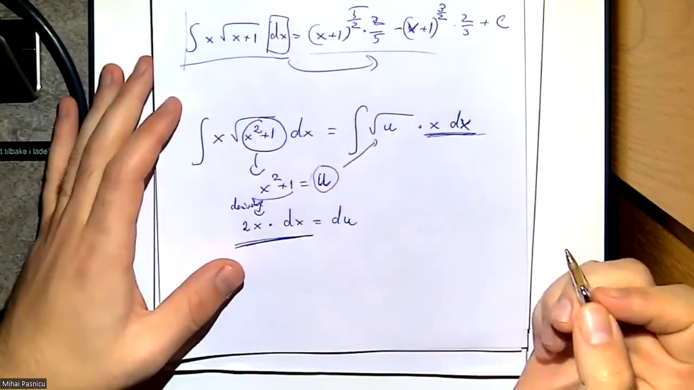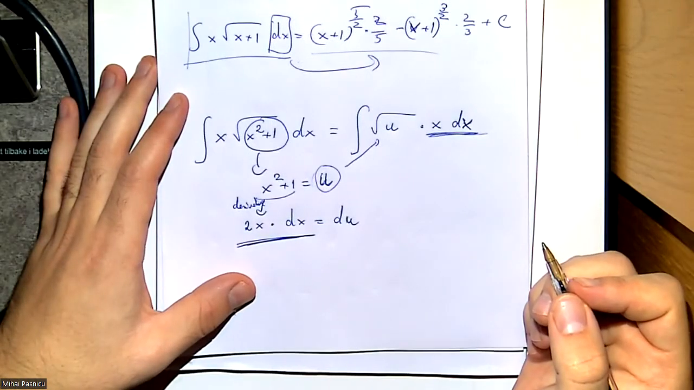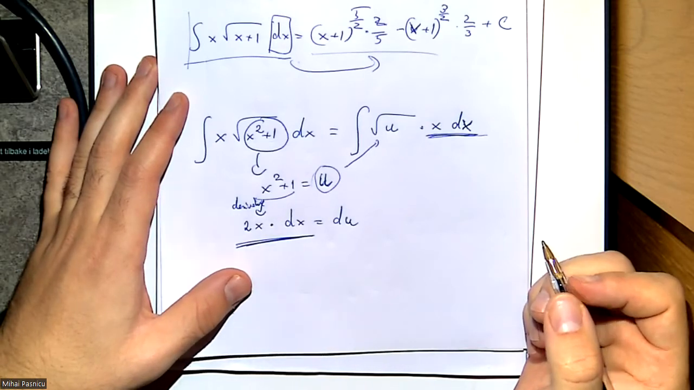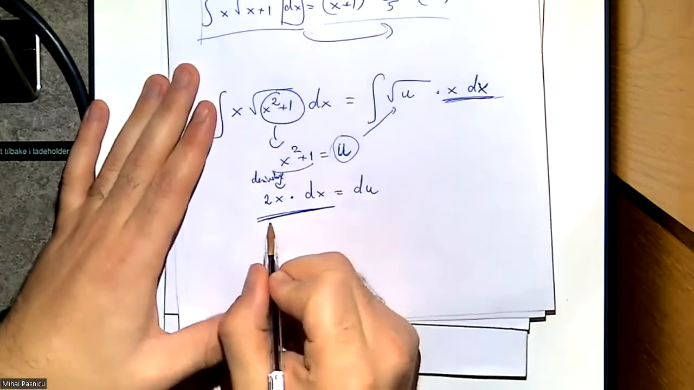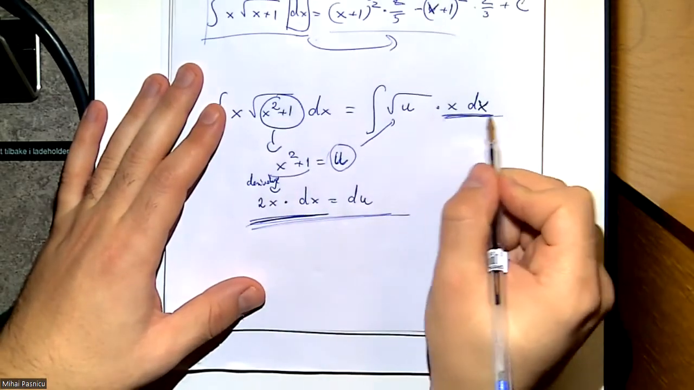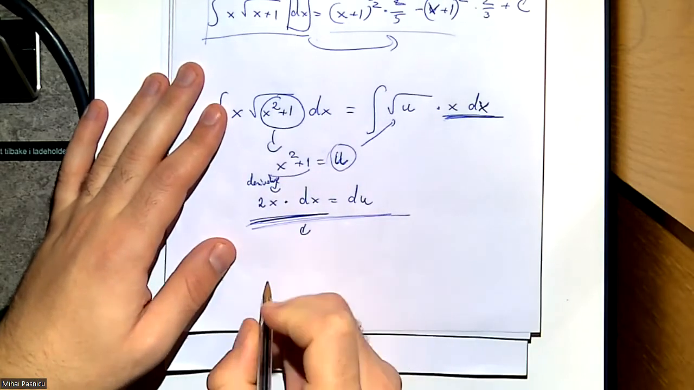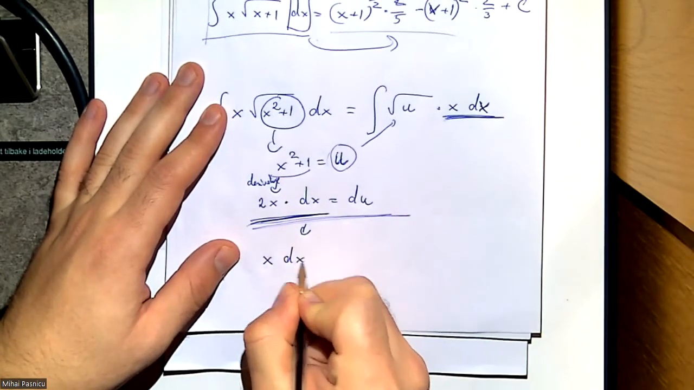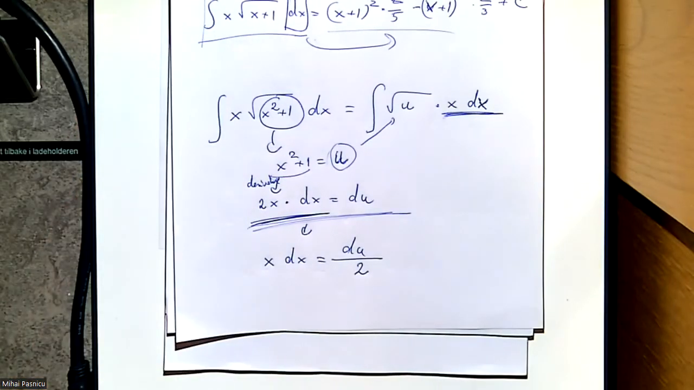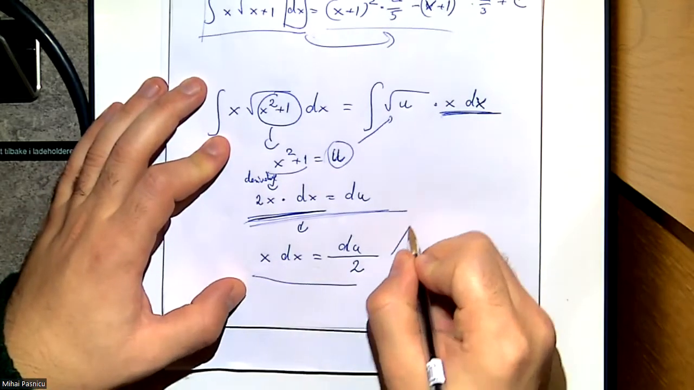Yep, square root of u times du over 2, maybe. Yes. So the idea is that 2x dx is equal to du, and I have an x dx. So I can do some stuff here. x dx is just equal to du over 2. Right? So what if I just plug this in?